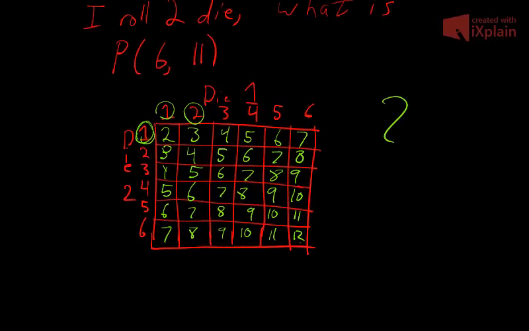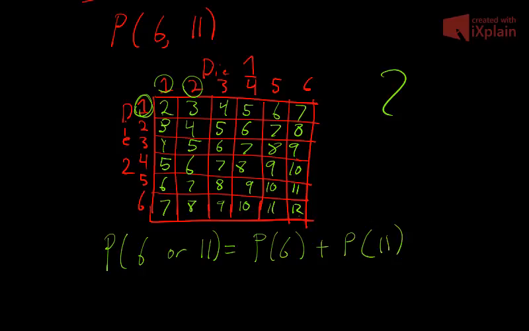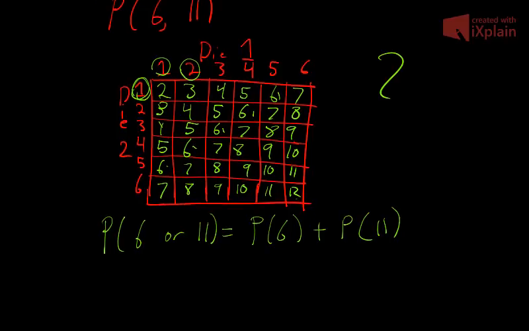Because it's impossible to roll both a 6 and an 11 at the same time, I can say that these two events are mutually exclusive, which means the probability of 6 or 11 is going to be equal to the probability of 6 plus the probability of 11. There's a total of 36 possible squares here, and 1, 2, 3, 4, 5 of them are 6s. So my probability of 6 is going to be 5 out of 36. And my probability of 11 is going to be 2 out of 36.